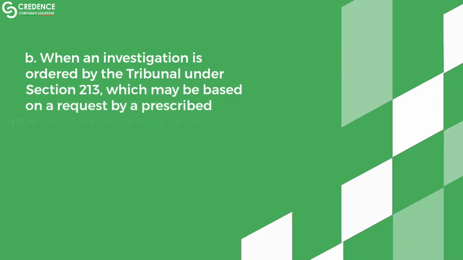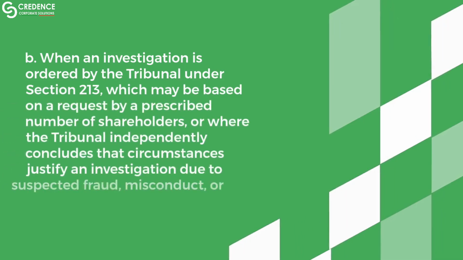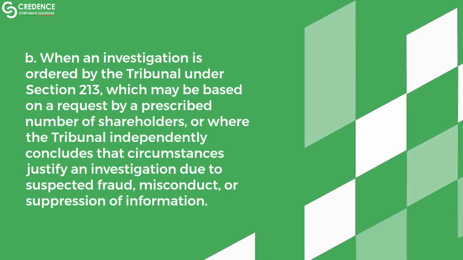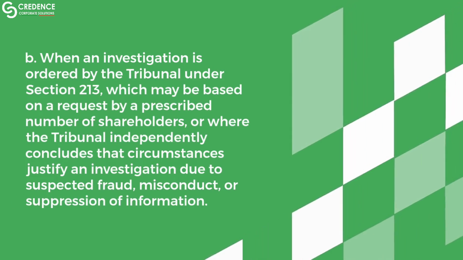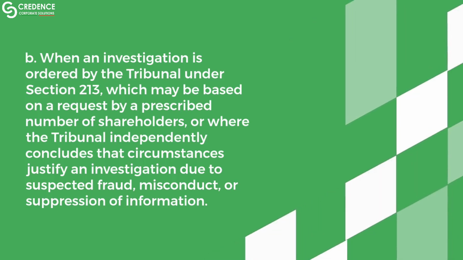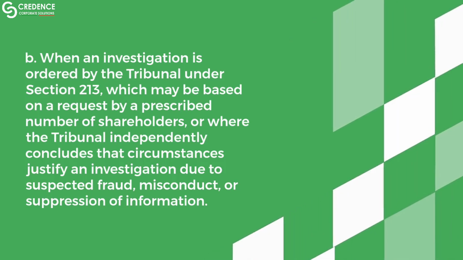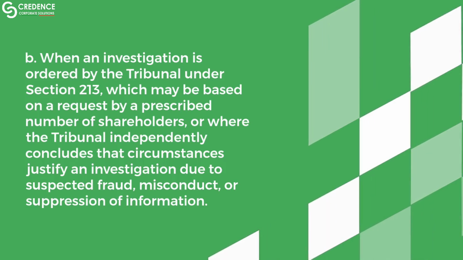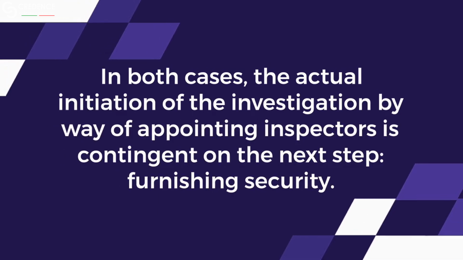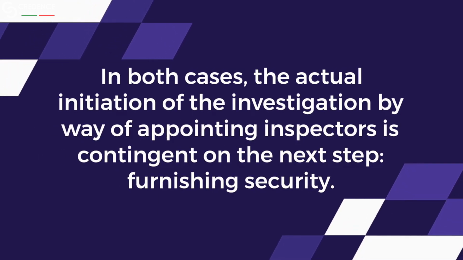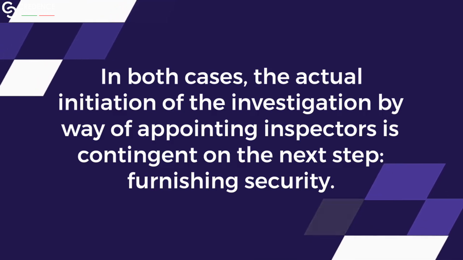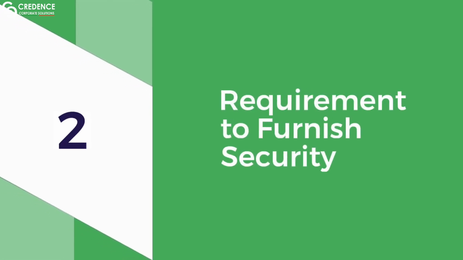B. When an investigation is ordered by the tribunal under Section 213, which may be based on a request by a prescribed number of shareholders, or where the tribunal independently concludes that circumstances justify an investigation due to suspected fraud, misconduct, or suppression of information. In both cases, the actual initiation of the investigation by way of appointing inspectors is contingent on the next step, furnishing security.